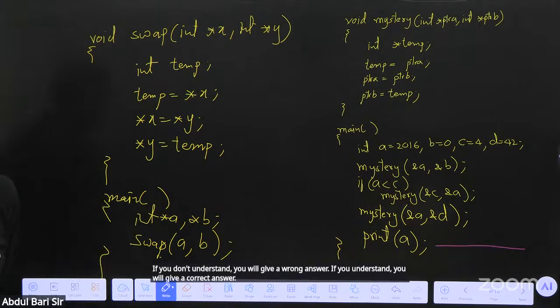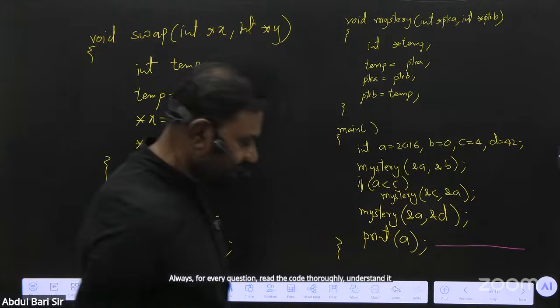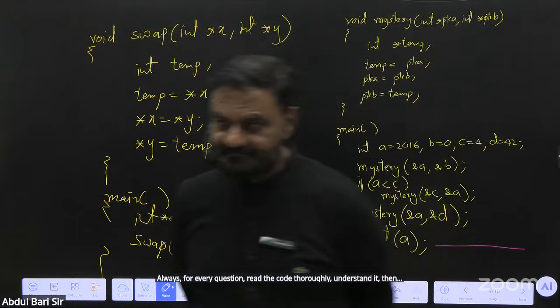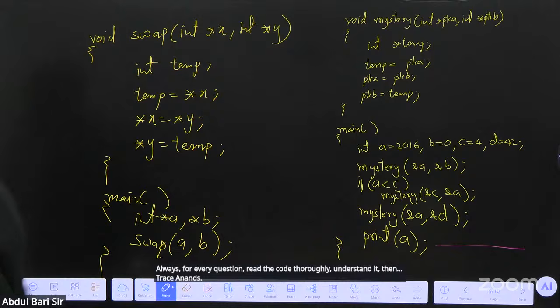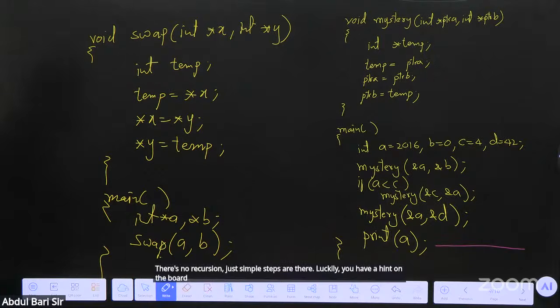So when I say answer, then only you have to answer. And always, don't start tracing right away: read the code, understand, and then start tracing. For every question, read the code thoroughly, understand it, then trace to an answer. There's no recursion, just simple steps. Luckily, you have a hint on the board itself.